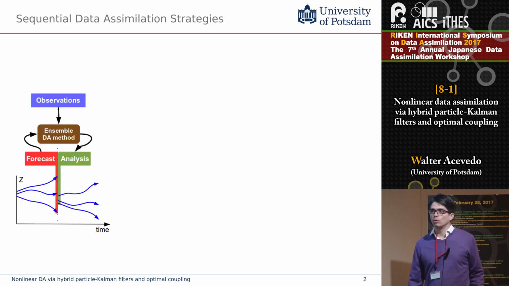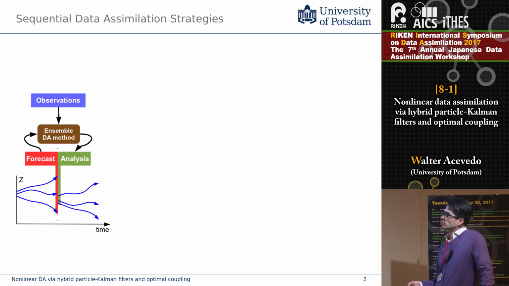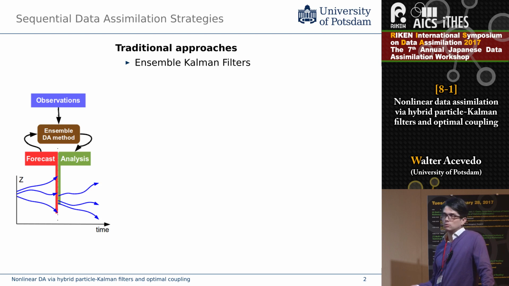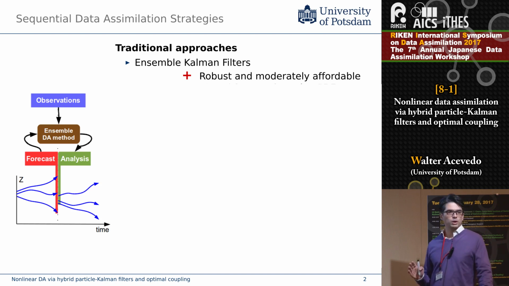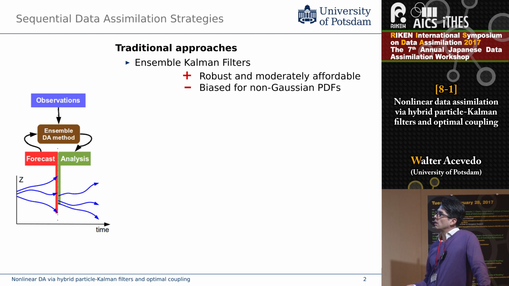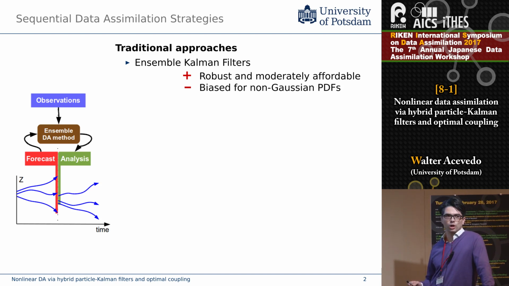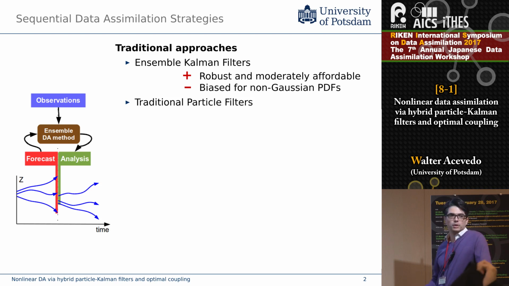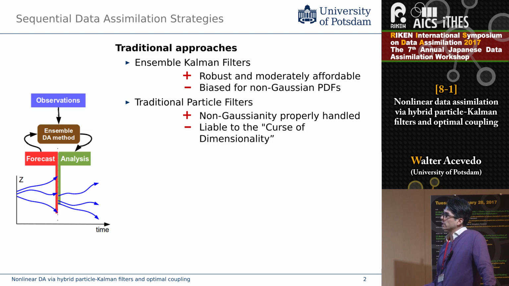Okay, so within a filtering context, we all know the traditional approaches. On the one hand, the Kalman filter, which offers a completely parametric approach. Everything is Gaussian. And with that, we get a very robust and moderately affordable approach, which nonetheless is biased if we happen to play with non-Gaussian PDFs. On the other hand, traditional particle filters have no assumption on the shape of the PDFs, and because of that, are able to handle non-Gaussianity appropriately.